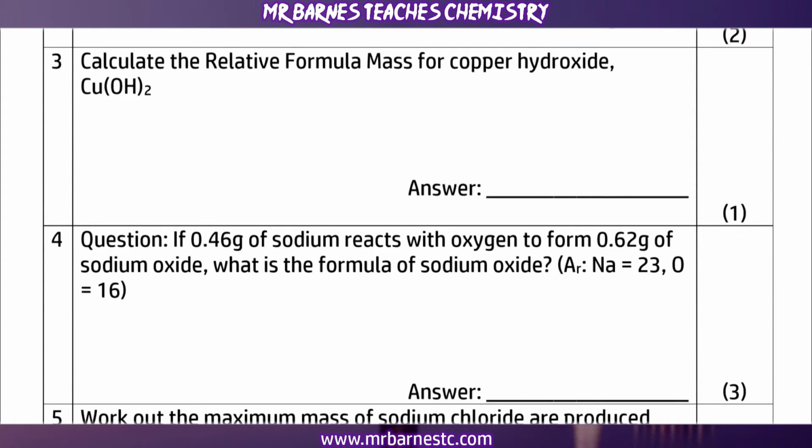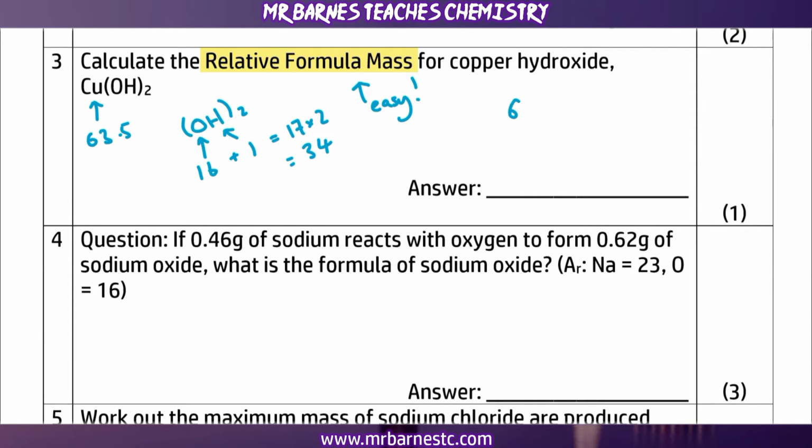Question 3, calculate the relative formula mass. Hopefully all of you can do this by now. Add it up. I haven't put it in the question here, but the atomic masses of copper, 63.5, oxygen 16, hydrogen 1. I've got 1 lot of copper. In my hydroxide, I've got 1 oxygen, which is 16, 1 hydrogen, which is 1. So inside my bracket, I have 17. But I've got a little 2 outside, which means I have 2 times 17, which is 34. Add that to my copper, 63.5, and that gives me 97.5 for my 1 mark.